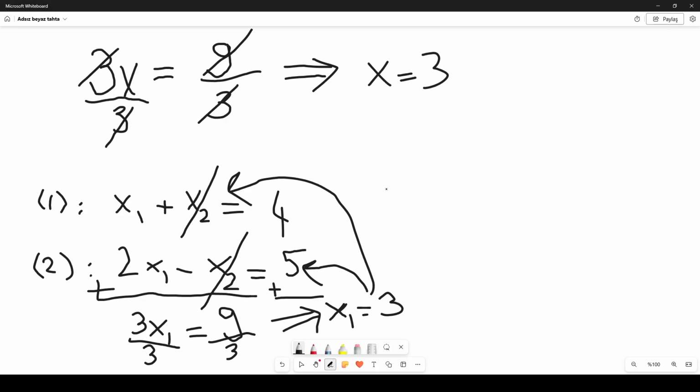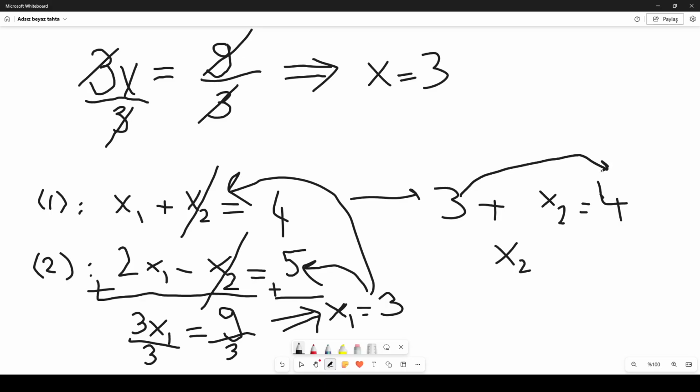Plug it, 3 plus x2 is equal to 4, and x2 is what? We move the 3 to the right hand side of the equality. It becomes minus 3, right? So you see, x2 is 1.